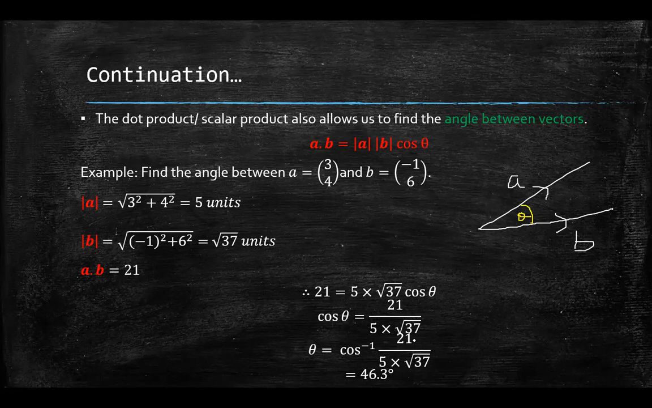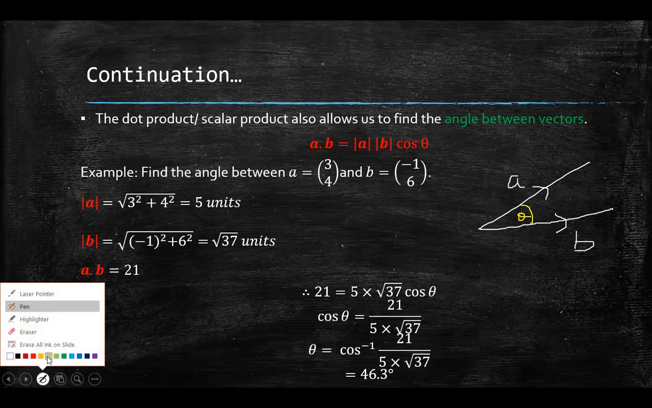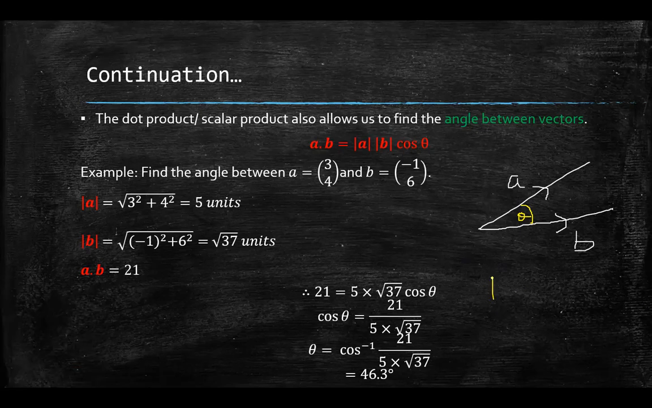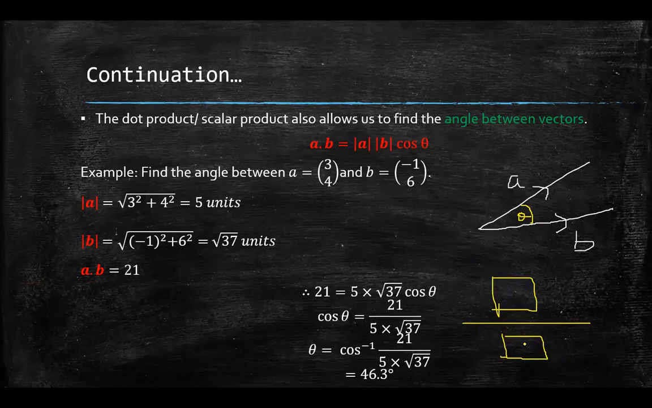After 21, then 5 times root 37. Yes, but you need to make sure you put that in brackets. Like if you don't have a Casio calculator, let me just show you what that looks like. The Casio one has like this function where it has a box and then another box. So you get to put the numerator and the denominator. But I know some Sharp calculators don't have that.